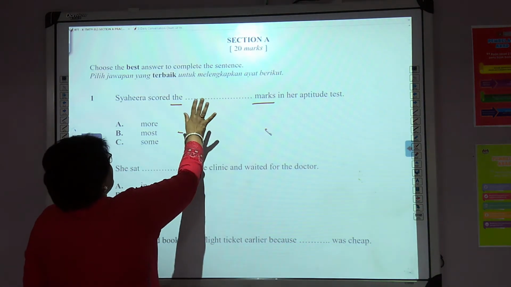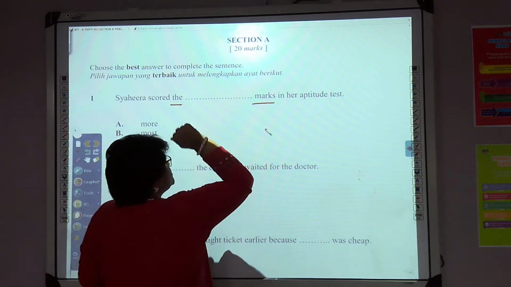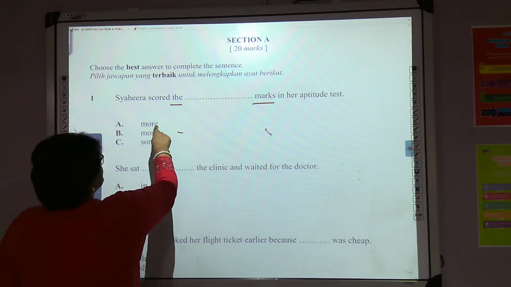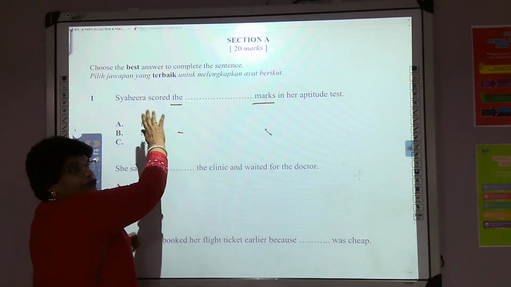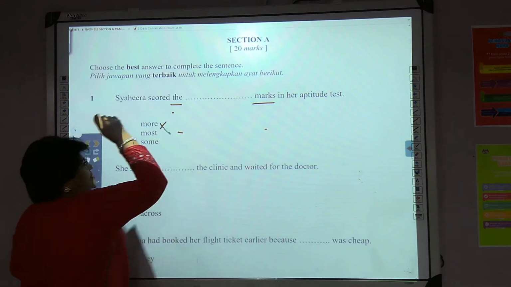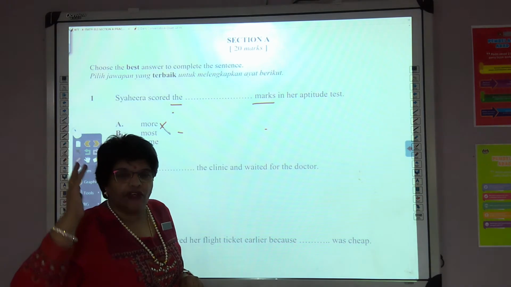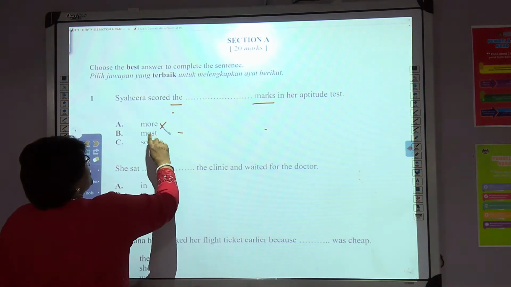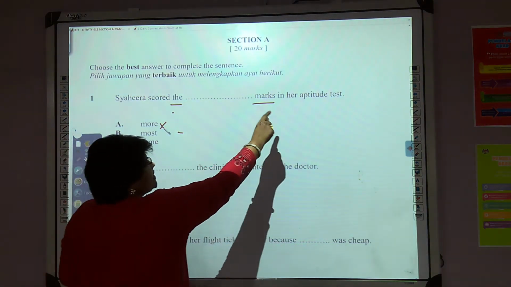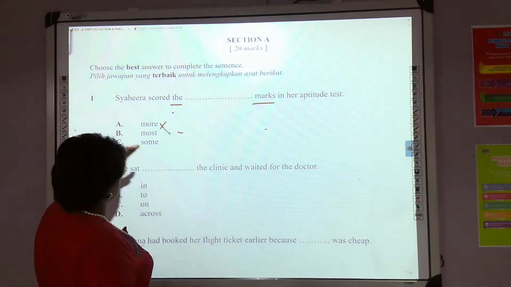Look at these keywords, "the" and "marks". So, Shahira scored the... If there is "the", can you use "more"? You know when you use "the", you cannot use "more". So you cross out. You eliminate. You take out the distraction. Take out the wrong answer. Next, "most". Shahira scored the most marks in her aptitude test. That is the answer, but you have not done the C.